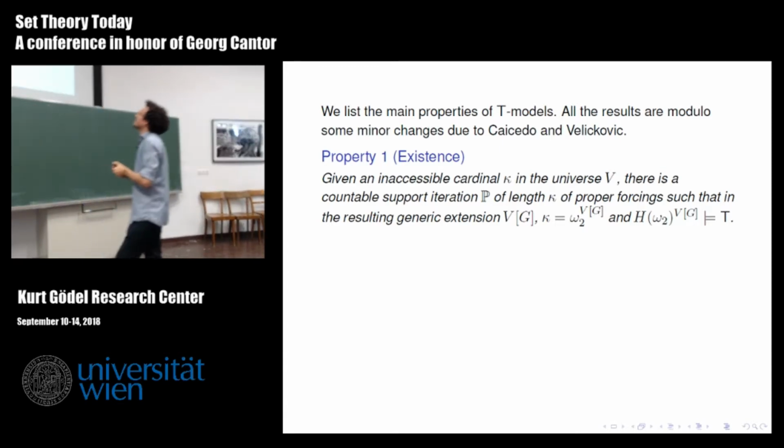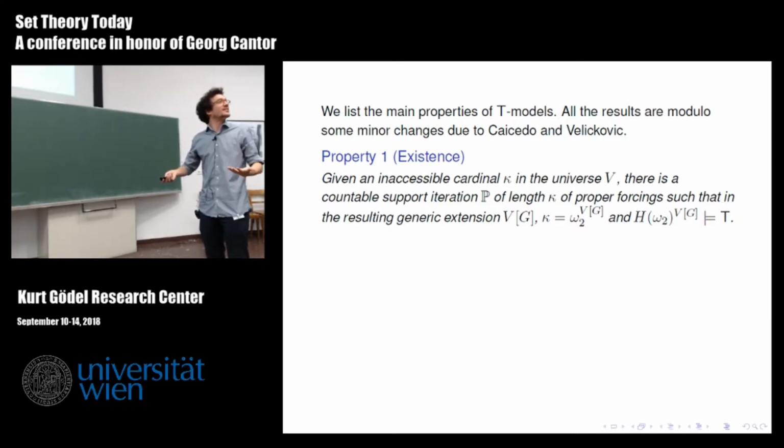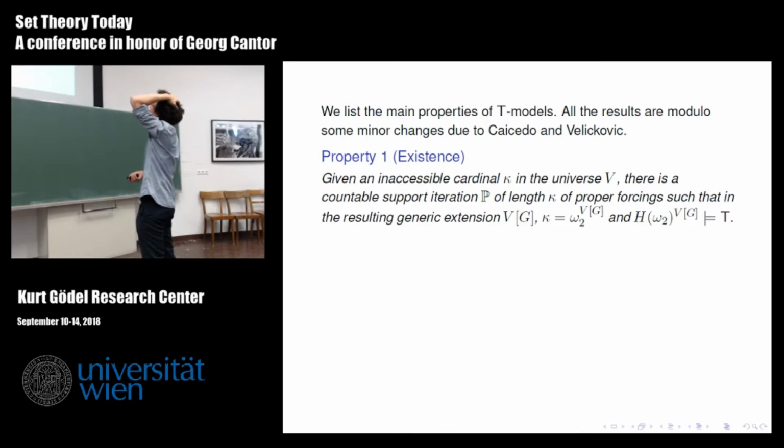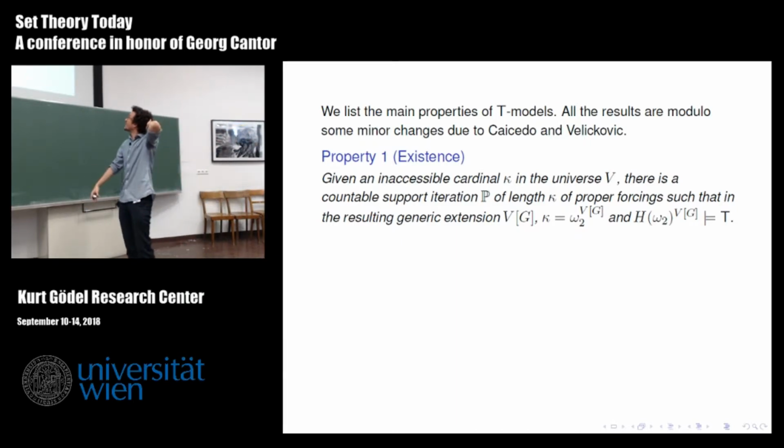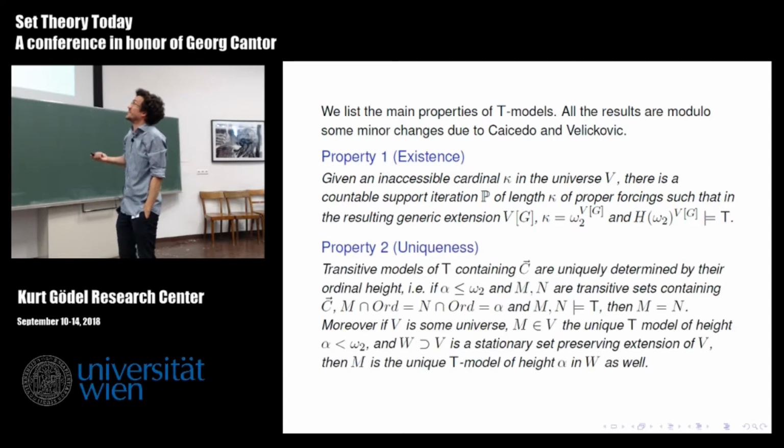The first thing is that they in fact exist as soon as we have large cardinals in the universe. Given an inaccessible cardinal kappa in the universe V, there is a countable support iteration P of length kappa, where everything is proper, such that in the resulting generic extension the inaccessible will be omega 2, and the H omega 2 of the resulting model will be a T model. That's the first thing. So they exist.